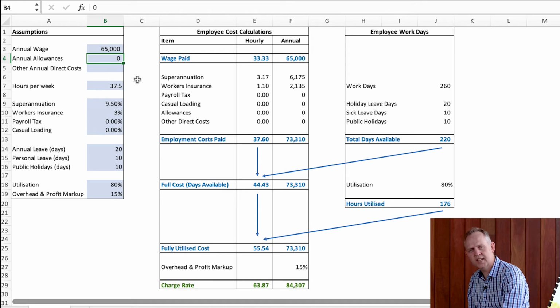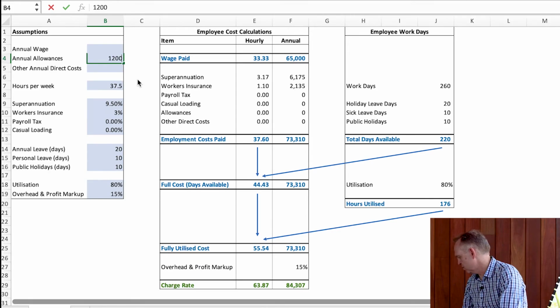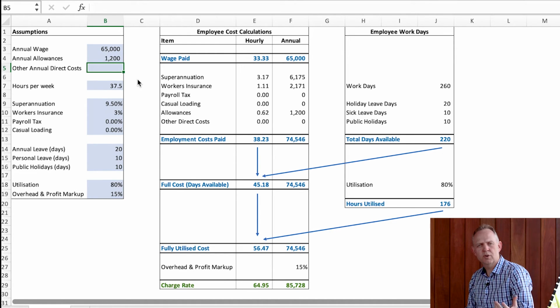Now the other things that you need to have in your assumptions to work out your cost is, are there any allowances that you give your employee? So for example, do you give them a phone? Do they get a t-shirt? This is more monetary, so they get funds to purchase these things. So for example, say you give them $1,200 a year to go and purchase their own phone. So that way they supply the phone, but you give them an amount to do that.